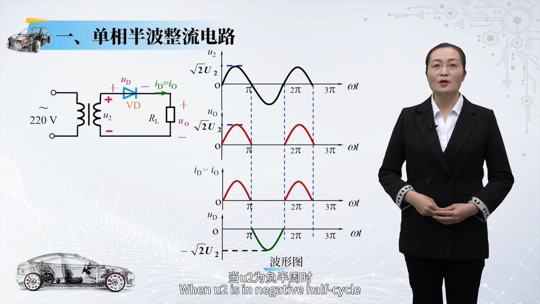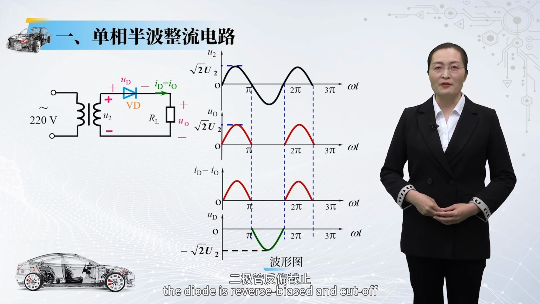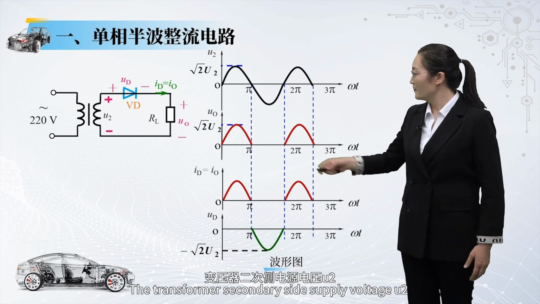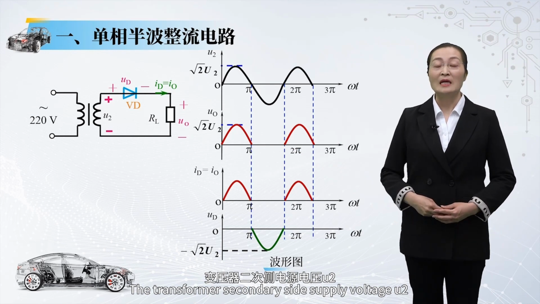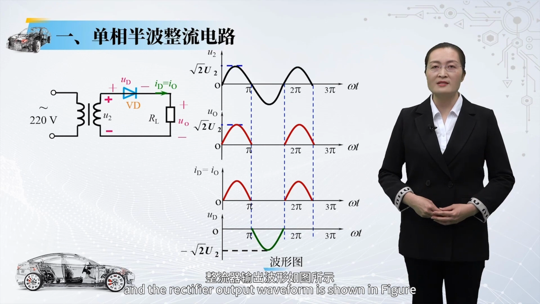When U2 is in negative half cycle, U2 is negative above and positive below. The diode is reverse biased and cut off, and no current flows in the load. UO equals 0. The transformer's secondary side supply voltage U2 is all added to the diode VD, and the rectifier output waveform is shown in the figure.